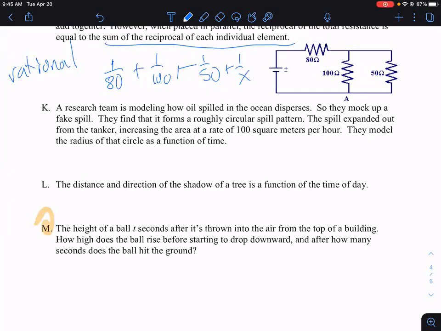Okay, letter K. So we're dealing with a circle, right? So area equals pi r squared for a circle. But we want to find out about the radius, right? So we want to solve for the radius. To get the radius by itself, you would have to square root both sides. Since we square root, that's going to make it a square root function.